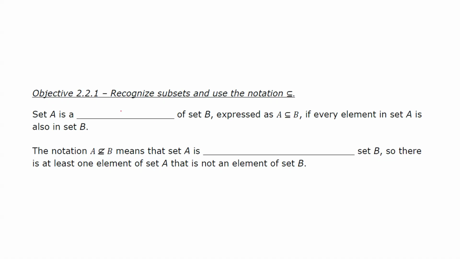Set A is considered a subset of set B, expressed as A ⊆ B, if every element in set A is also in set B. The notation A ⊈ B means that set A is not a subset of set B, so there is at least one element of set A that is not an element of set B.